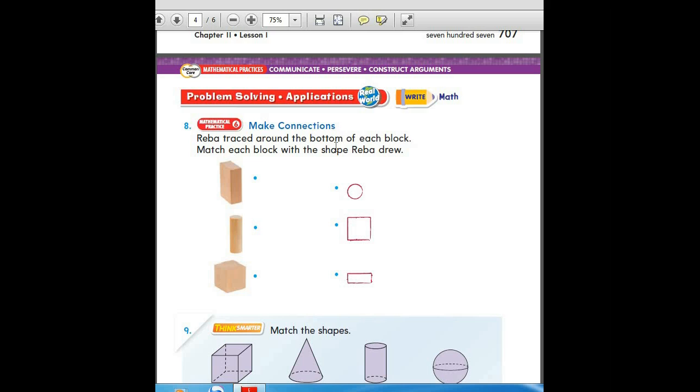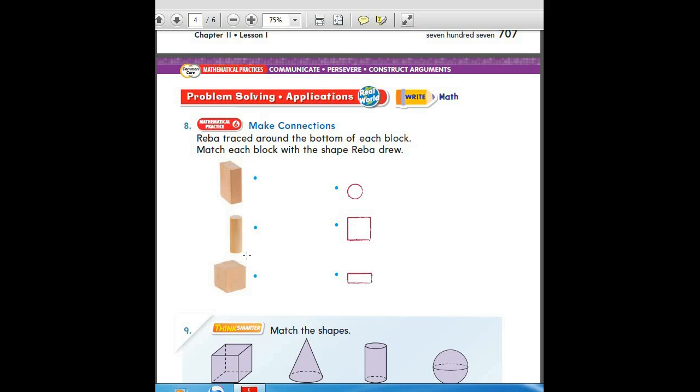Number 8, make connections. Reba traced around the bottom of each block. Match each block with the shape Reba drew. Here we have the first one. The first three-dimensional shape is called, yes, rectangular prism. Look at this rectangular prism and these shapes. The rectangular prism looks like a circle or a square or rectangle. Yes, looks like a rectangle.